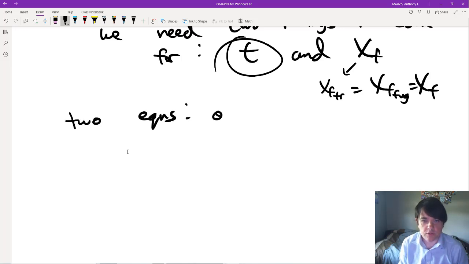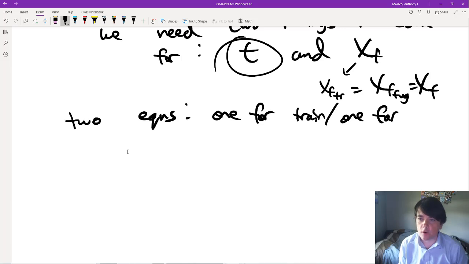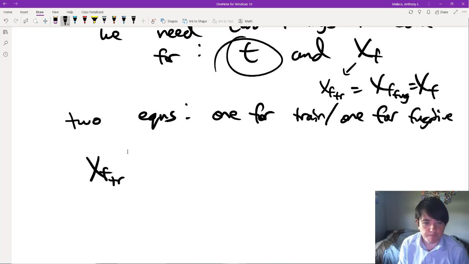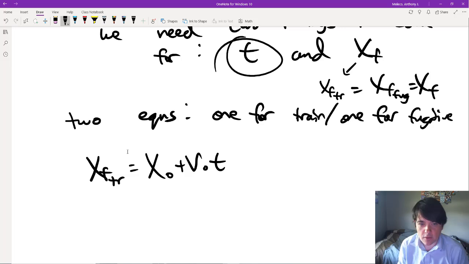Two equations, one for the train, one for the fugitive. So, x final of the train, if we pick x initial plus v naught t, this works. And I say this works because we're allowed to, we have one unknown here and one unknown here.